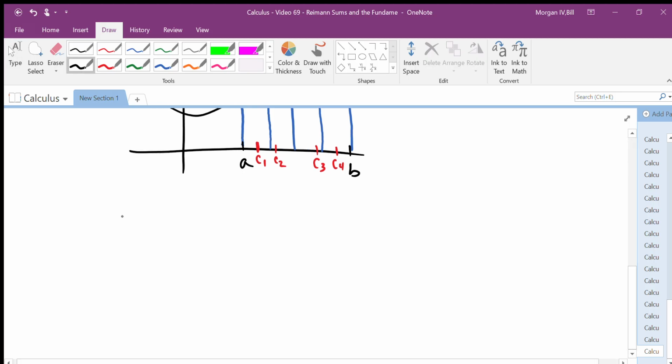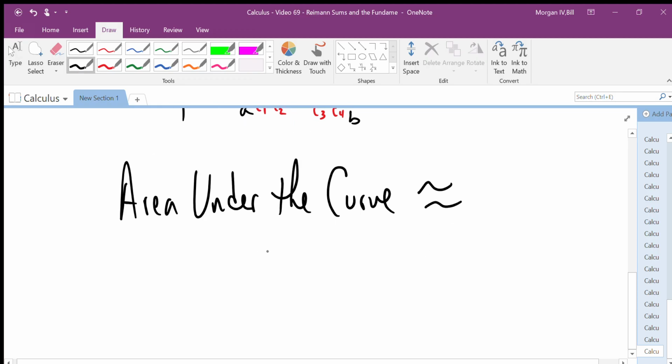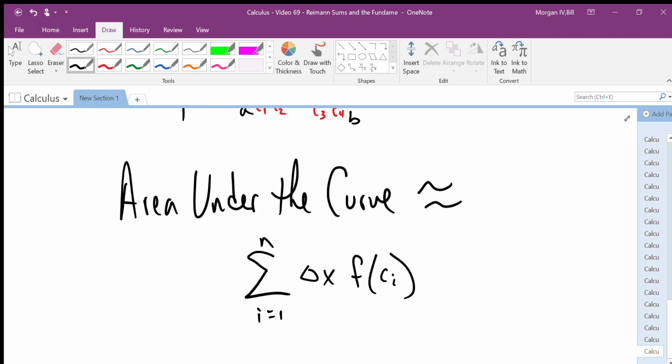If we do that, instead of now just right hand, we can say that the area under the curve is approximately equal to the sum from i equals 1 to n, that part doesn't change, of delta x, that part didn't change, but instead of f of a plus delta x times i, we can just do f of c i, right? So that's f of c1, f of c2, f of c3, f of c4.